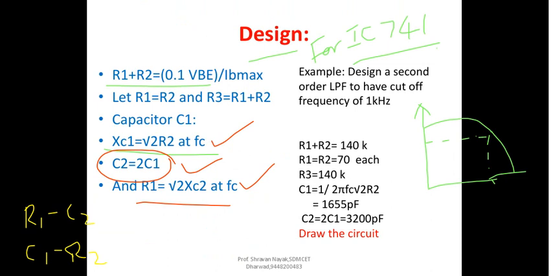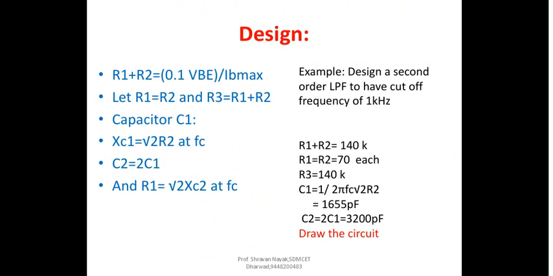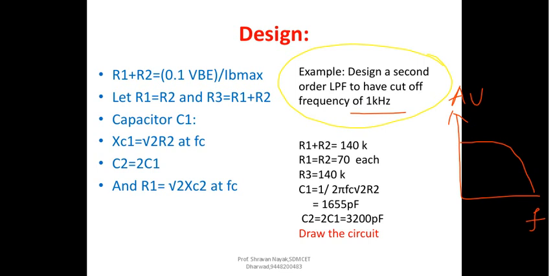Look at that example, a very simple example, straightforward. Maybe it's a repetition of what we have taken earlier in the frequency compensation methods. Design a second order low pass filter to have a cutoff frequency of 1 kilohertz, right? So please visualize the diagram. Frequency response characteristics: you have the gain on the y-axis, frequency on the x-axis. You have the pass band from DC to 1 kilohertz, and beyond 1 kilohertz you have the stop band. That's how your frequency response should be, right?